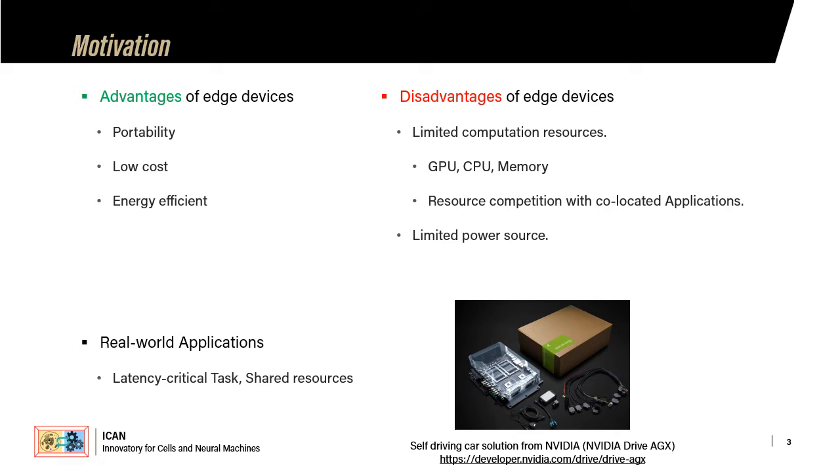From here comes the motivation of our work. Mobile video object detection tasks, like self-driving cars, can benefit from the advantages of edge devices. Edge devices are portable, energy efficient compared to a server-class machine, and come at a low cost. However, they do come with drawbacks. They have limited computation resources such as GPU, CPU, and memory. Also, the portability comes with a cost of limited power source. Such limitations impact real-world applications where latency is a critical factor. Furthermore, there could be coexisting applications along the detection task where the latency would increase even more.